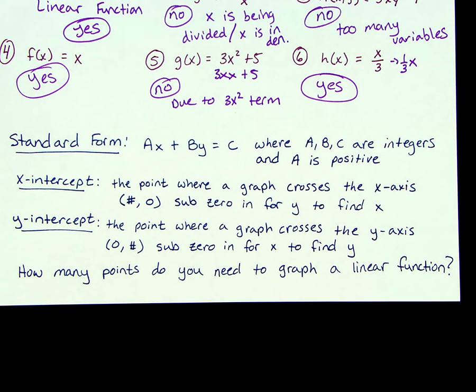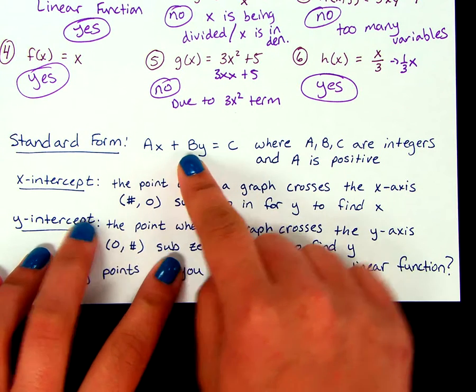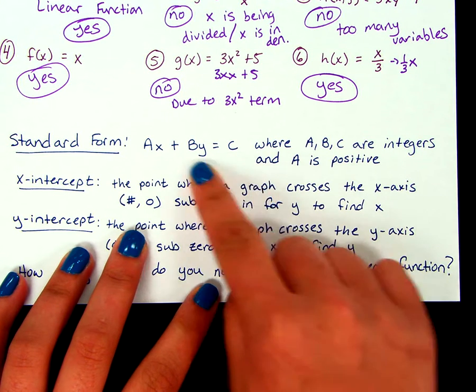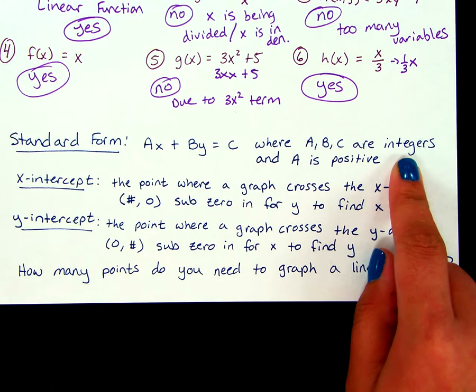All right, the next part of the lesson, we're going to talk about standard form and then x and y intercepts. So for a linear equation, a standard form is going to look like this: ax plus by equals c. Okay? So here, our a, b, and c values are integers. So again, we need to think back and remember what an integer is.